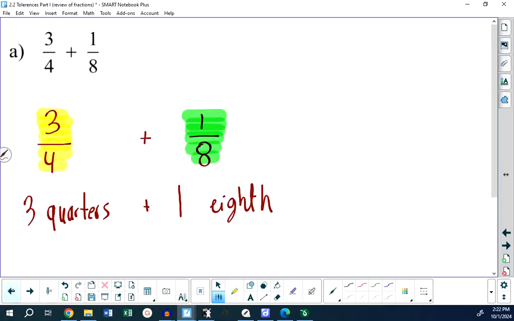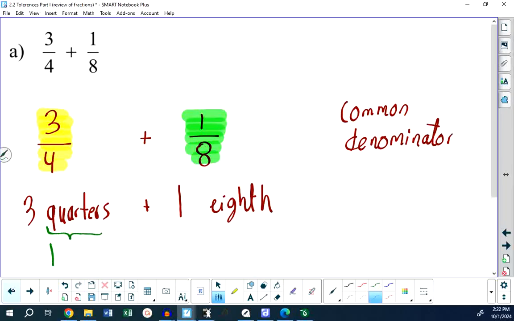So why can we not add 3/4 and 1/8? Because they're not the same thing. I can add eighths and eighths. I can add quarters and quarters. I can add kittens and kittens. But just like I can't add pizzas and kittens together, I can't add quarters and eighths together. This is why you need what's called a common denominator. This is a denominator.